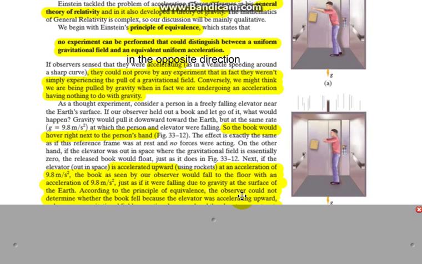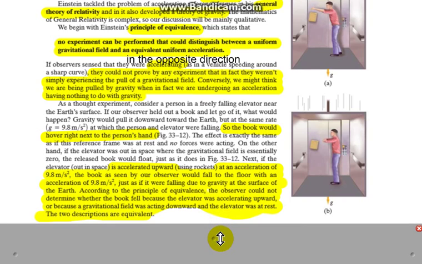So according to the principle of equivalence, the observer could not determine whether the book fell because the elevator was accelerating upward or because a gravitational field was acting downward. Actually, I skipped a part here. The book would hover right next to the person's hand, the effect exactly the same as if no forces were acting and you're out in the middle of space. On the other hand, if the elevator was out in space where the gravitational field was zero, the released book would float just like this.